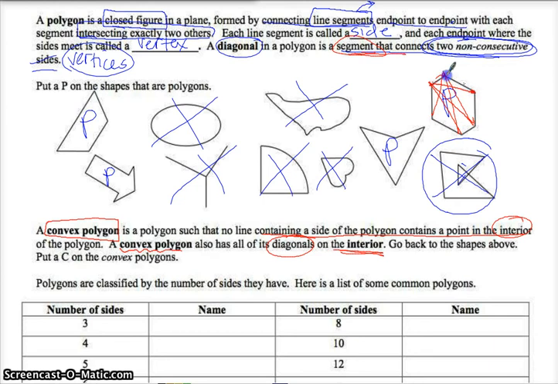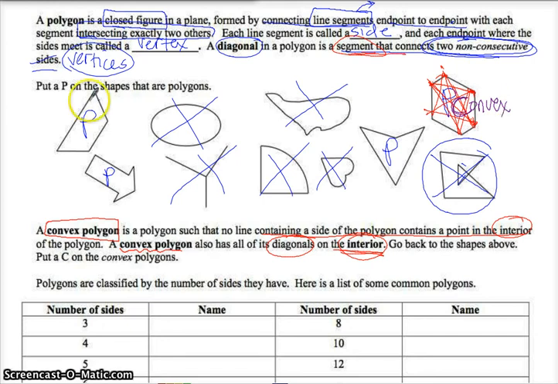And from this point, these are the consecutive vertices. So I would connect here and here. From this point, here are my consecutive vertices, so I connect here, here, here, and this one's already had all of its connections made. So is every single diagonal on the interior in this one? Yes, it is. So this diagonal is also a convex diagonal.